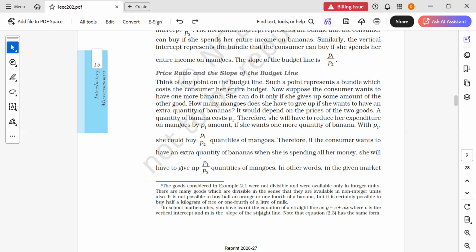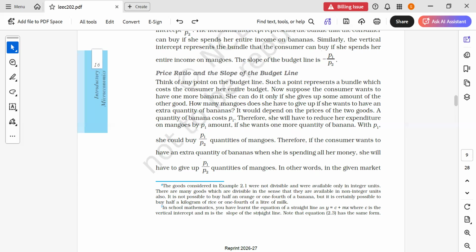Case 2, when the price of good 1, let's say good bananas, has decreased to 5. It was earlier 10 rupees. Now it has decreased to 5 rupees. Now, if I draw the budget line again, firstly we see what happened to the budget equation. This is P1 X1 plus P2 X2 is equal to M. Now, P1 dash X1 plus P2 X2 is equal to M.